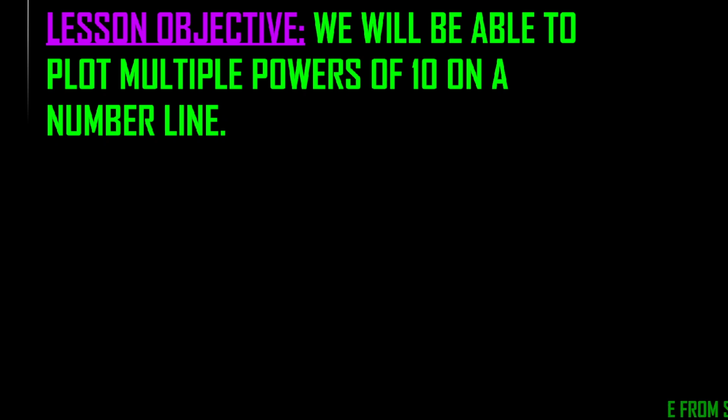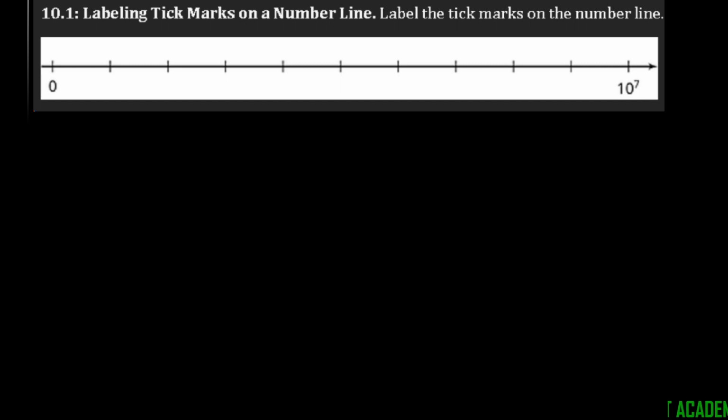In this video, we're working on unit number 7, lesson 10. We're now moving into scientific notation. So we'll talk about exponents, but for today, we're going to be able to plot multiple powers of 10 on a number line. It says, first part, to label the tick marks on a number line.